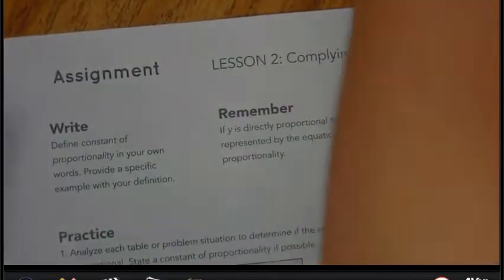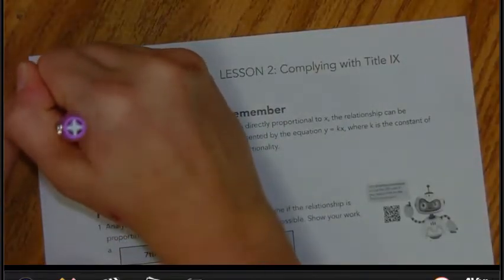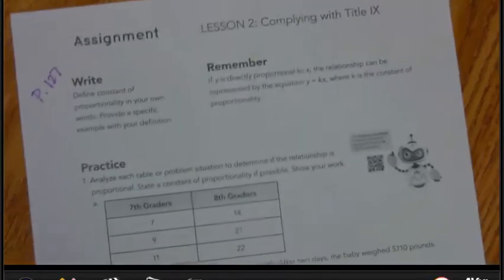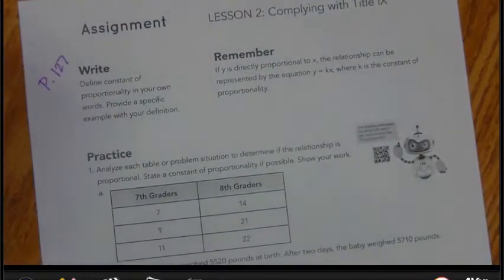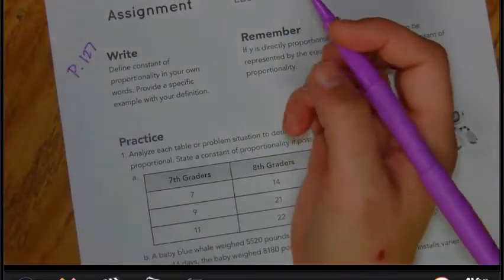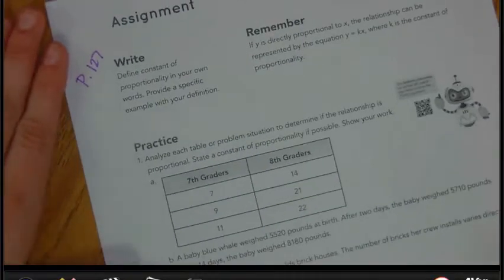All right, so if you would please find your textbooks, and we are on page 127. So we're looking at the assignments page. We're going to use this today as our notes, so we're going to go through it together. All right, so the first one is define constant proportionality in your own words. Provide a specific example of your definition.